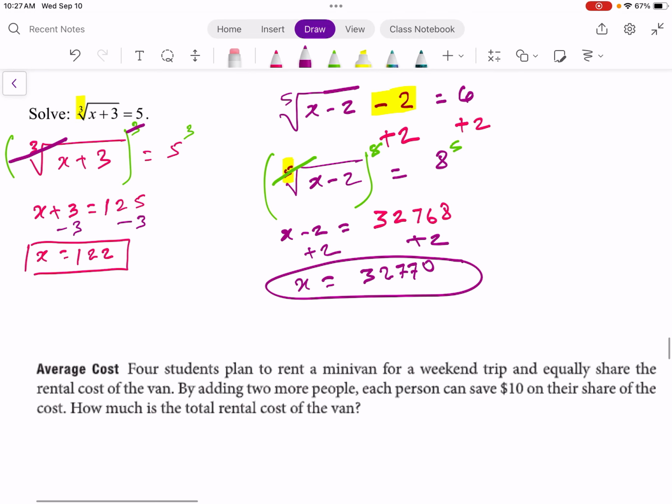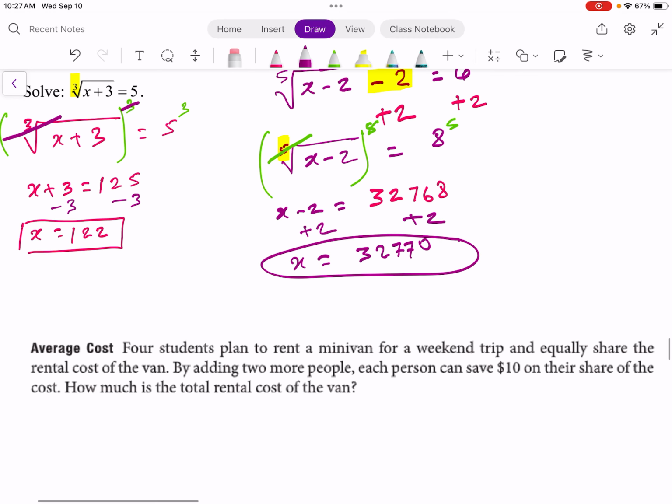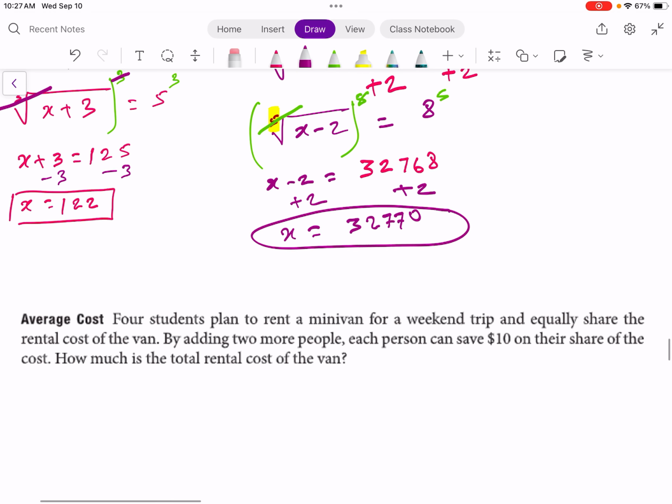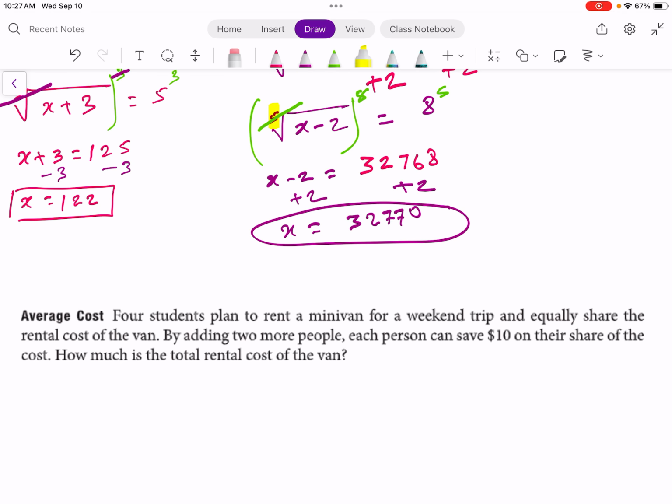Now, this is something most of us don't like, right? Word problems. Okay, let's try to solve here. 4 students plan to rent a minivan for a weekend trip and equally share the rental cost of the van. By adding 2 more people, each person can save $10 on their share of the cost. How much is the total rental cost of the van?